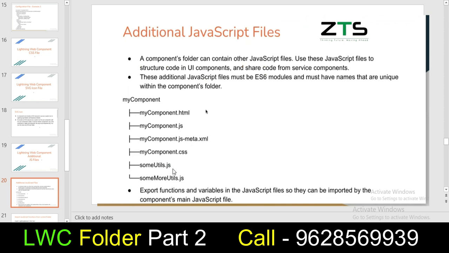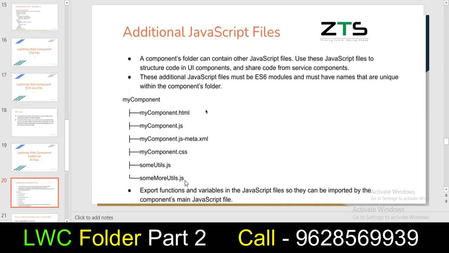Some utility.js is an additional javascript file. Some more utilized.js is also an additional javascript file. Export a function or variable in the javascript file, so they can be imported by the component's main javascript file.